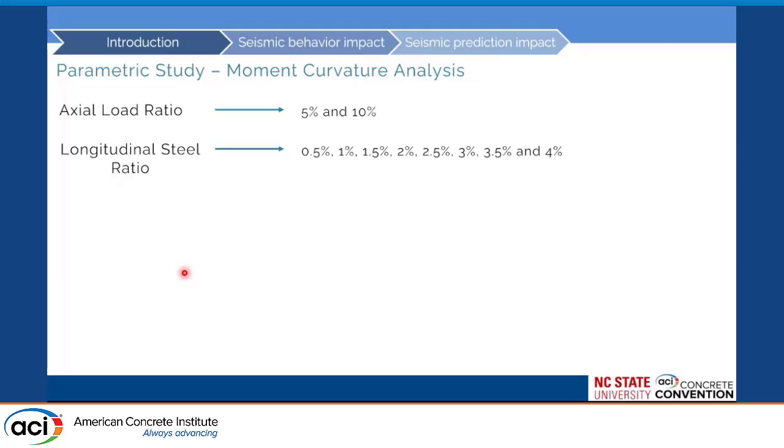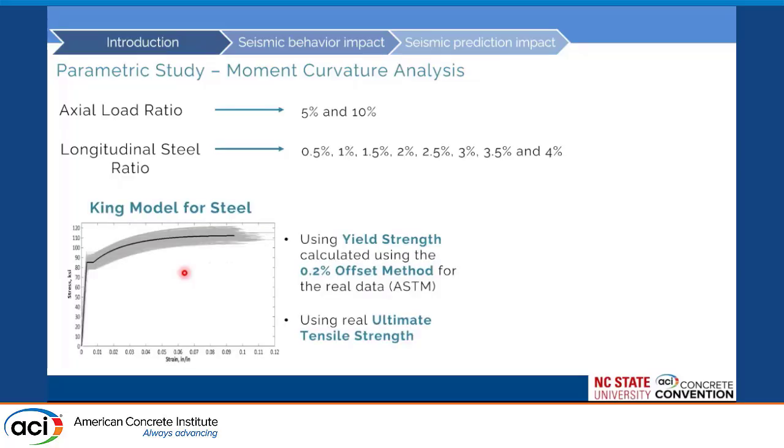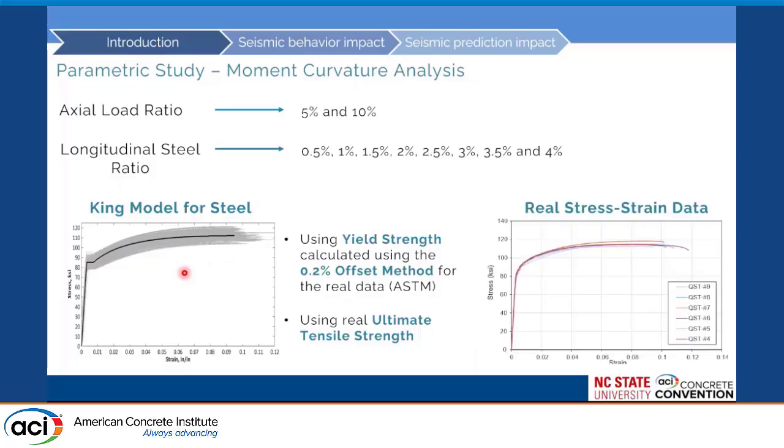And for each combination of those parameters, I did two moment curvature analyses, one using the King model for steel, taking the real ultimate tensile strength of the material that I was using, and using yield strength as the one calculated by the 0.2% offset method, which is the most common method for calculating yield strength right now. I compared those results with moment curvature analyses that were performed using the complete stress strain curve. So instead of taking the tensile strength and the yield strength, I used the full curve to calculate the moment curvature.